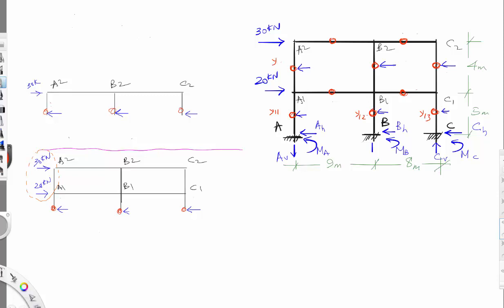This will be Y21, Y22, Y23. This will be X11, X12, X21, X22. Excuse me. So we'll break it, like I said. First, we'll break it at this level, and to do the calculation for this part, it is as it is shown here. We have this frame.